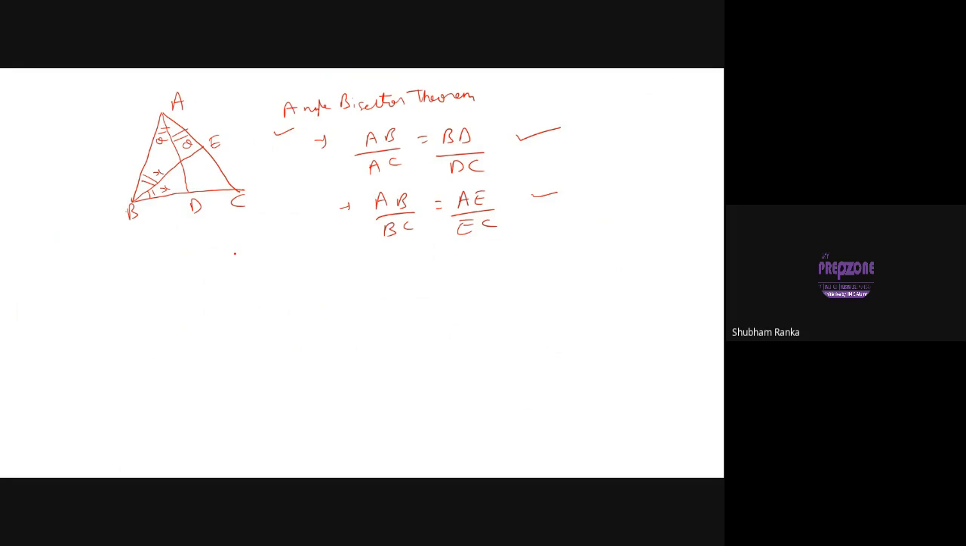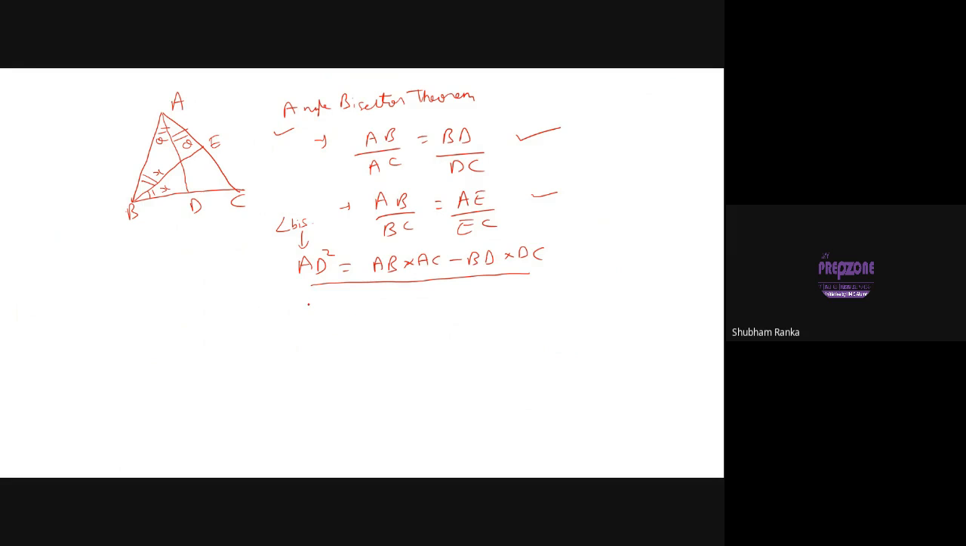The other property or formula: you might have a question. We know the proportions in which the angle bisector divides the side, but what is the length of this angle bisector? The length of an angle bisector can be found using this. AD square, for angle bisector AD, will be equal to AB into AC minus BD into DC. This is the length of the angle bisector. You calculate this and then take the square root.